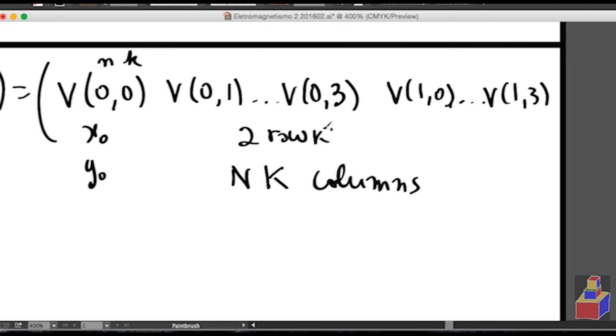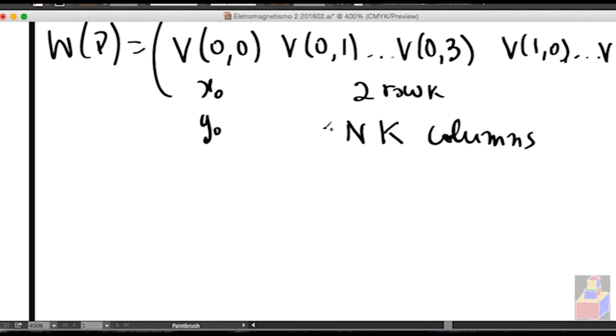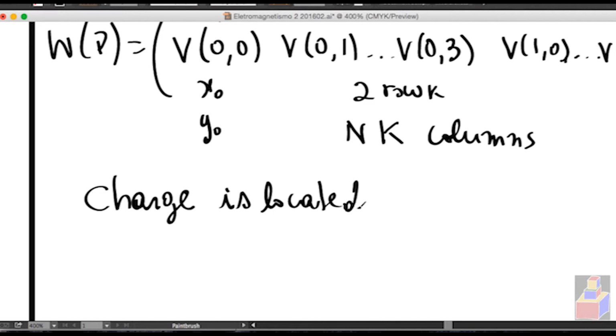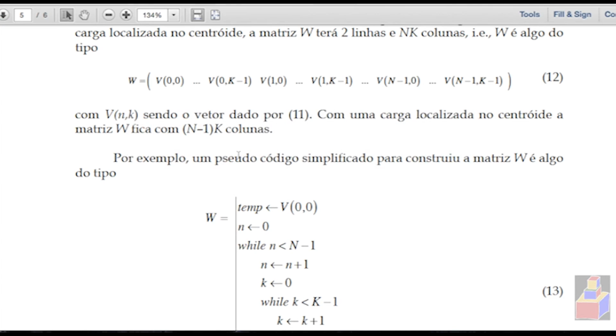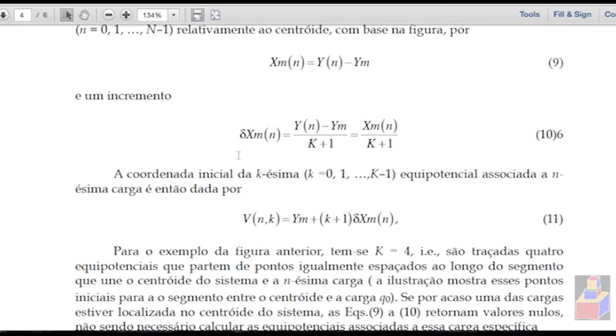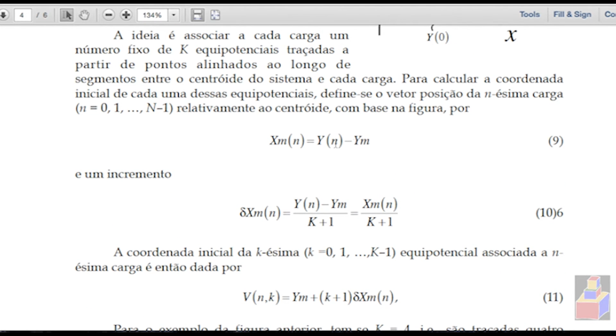There's one small logic you have to be careful about. If the charge is located exactly on the centroid, this might happen, then you don't have to calculate the potential associated to that charge. All numbers will be reduced to 0. If you see here, if the charge is on the centroid, these are equal.